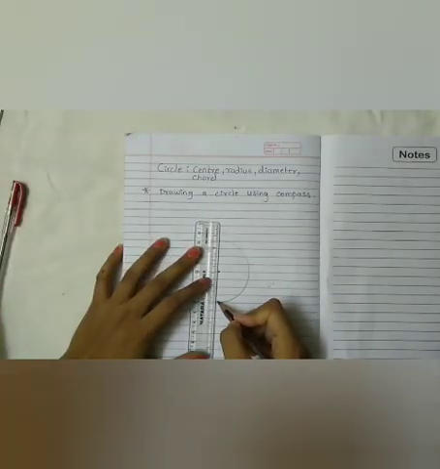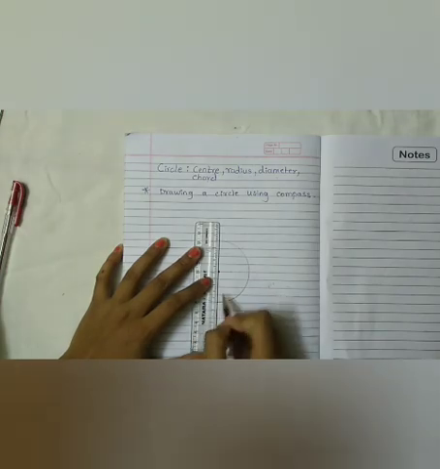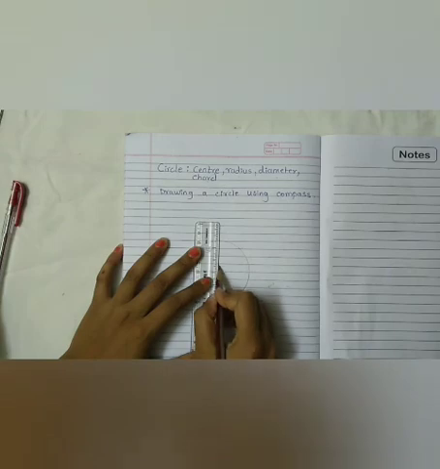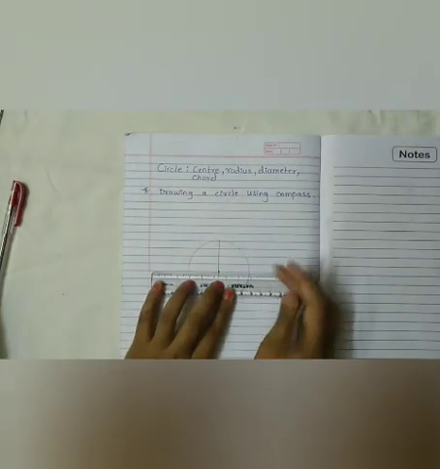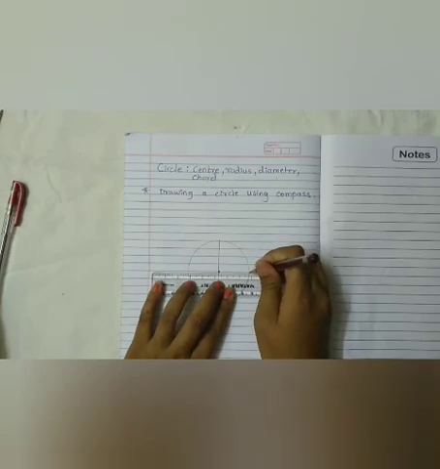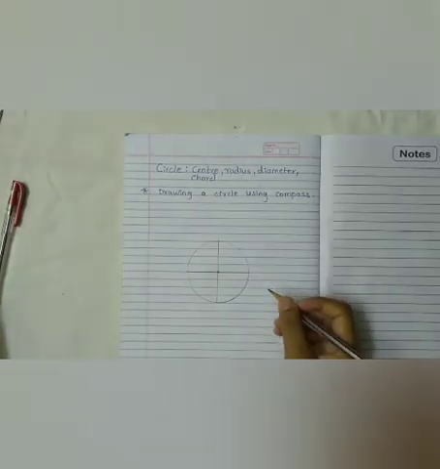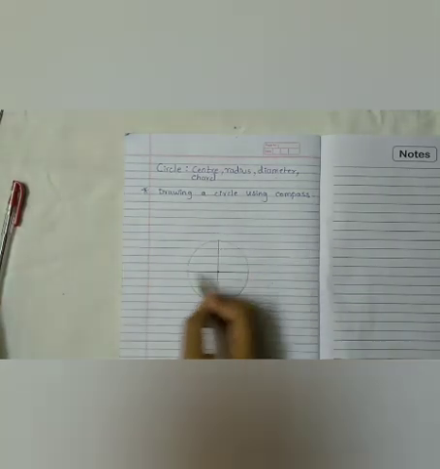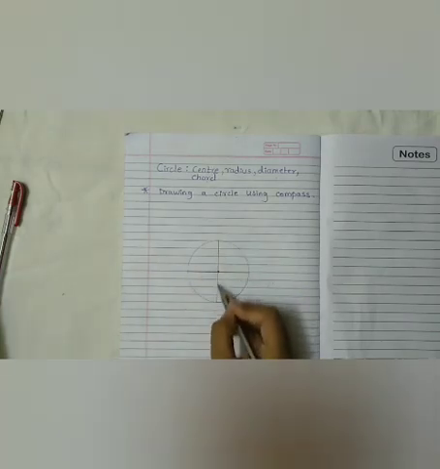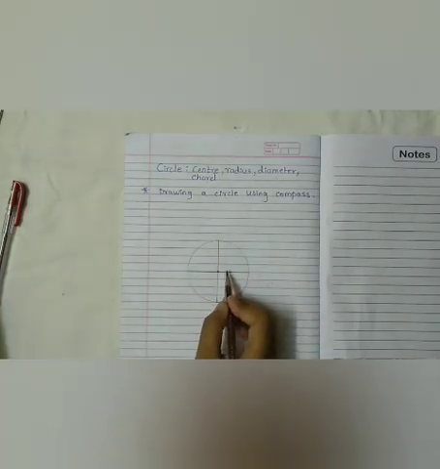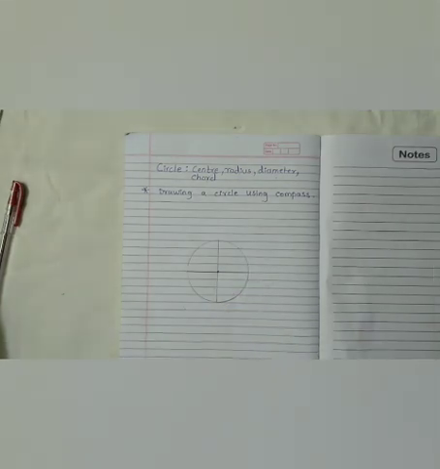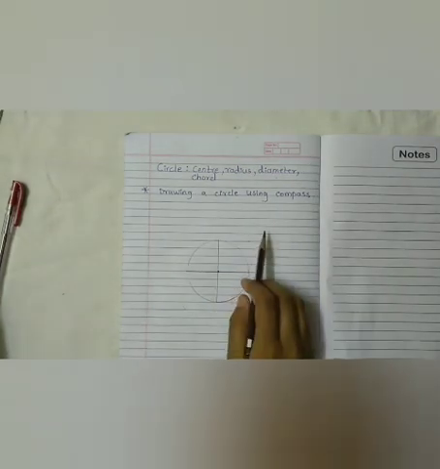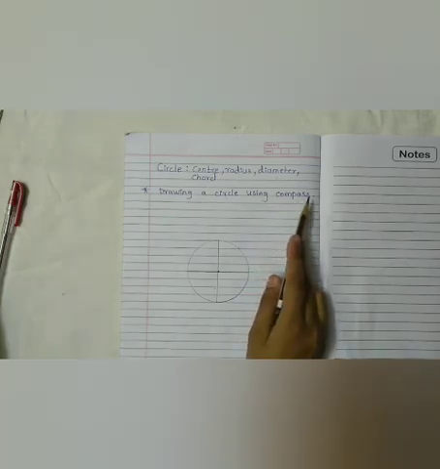Now children, here I am drawing a line which passes through this point. See here, this is one line and I am drawing another line also. And now children, what do we call these two lines? Yes, they are diameters of the circle. Now understood how to draw a circle using a compass?